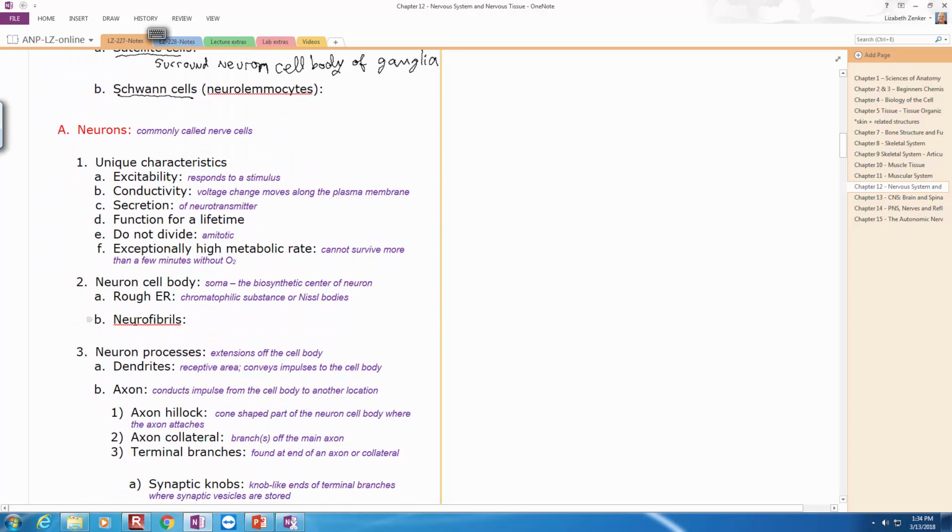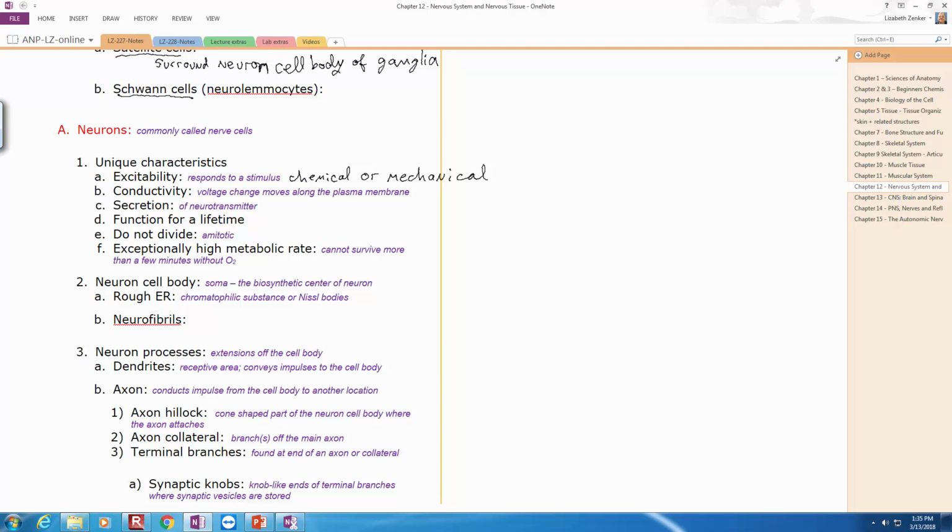So it says there are some unique characteristics, and notice that a lot of these characteristics are the same thing that you had to learn about on the skeletal muscle or muscle in general. So you have excitability. It has to be able to respond to a stimulus. And just like muscle cells, that stimulus can either be chemical or mechanical. What would be chemical? Chemical might be an ion concentration change.